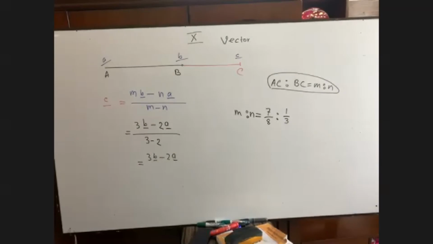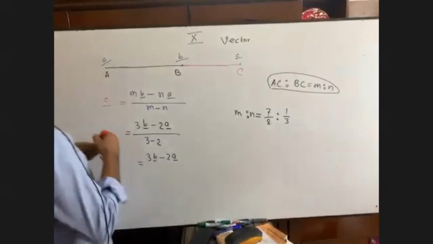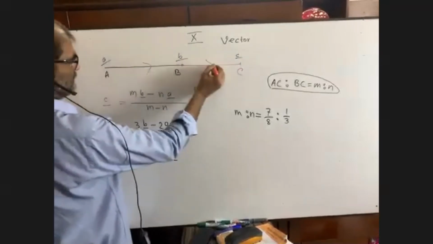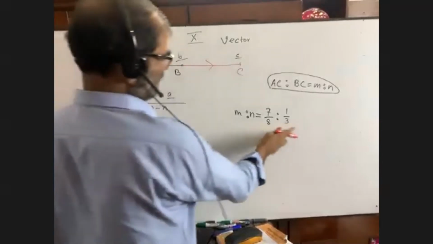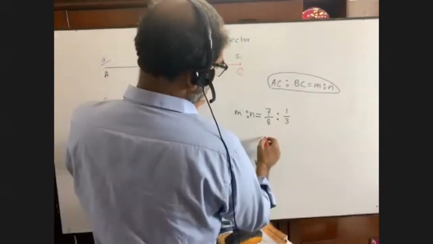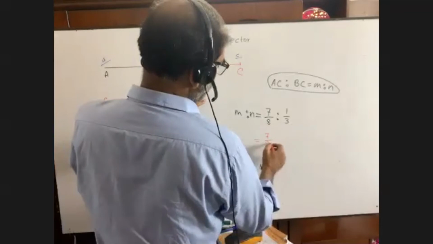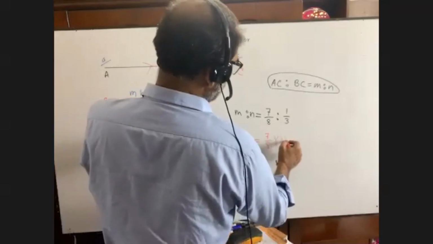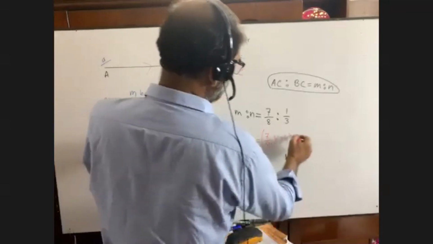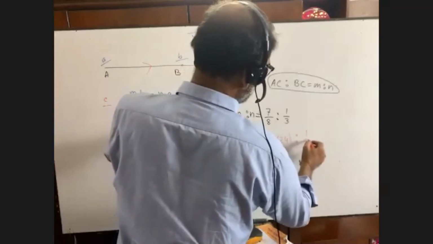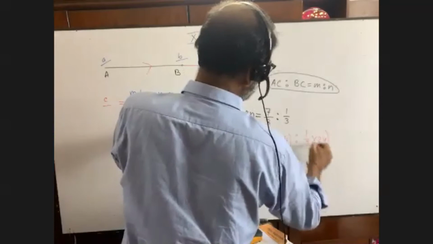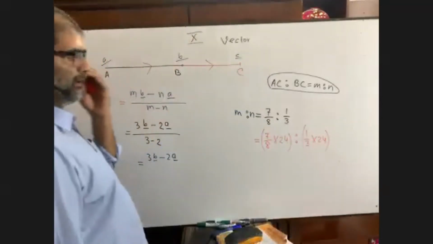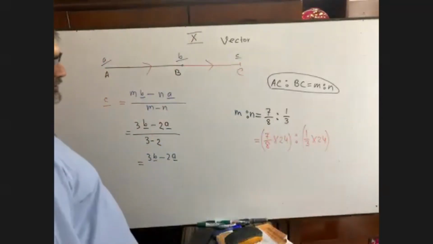One B minus 8A by 13. You are absolutely right. What will you do? What is the LCM here? 8 and 3, 24. So you multiply by 24. 7 by 8 into 24 is 21, and 1 by 3 into 24 is 8. You have to multiply with the LCM of the denominators.